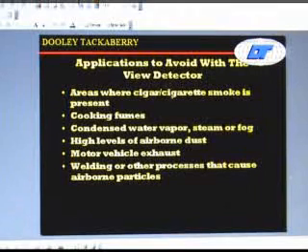Applications to avoid with this detector: areas where cigarette smoke is present, you don't want to use those. Cooking furnaces, cooking fumes, condensed water vapor, steam or fog, high level of airborne dust, motor vehicle exhaust, welding or other process that causes airborne particles. You don't use this type.